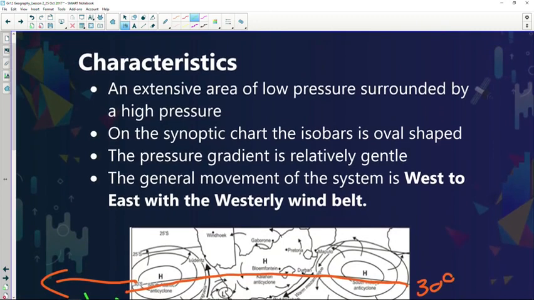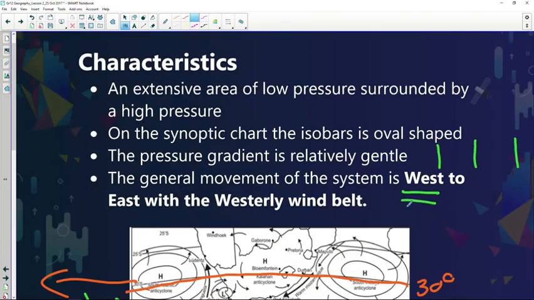As you can see, the pressure gradient is relatively gentle, meaning that the isobars will be far from one another. So what do we know? It's gentle winds, not very strong winds. Okay. And as I discussed and showed you on the synoptic chart just below, the system moves from west to east in the westerly wind belt.